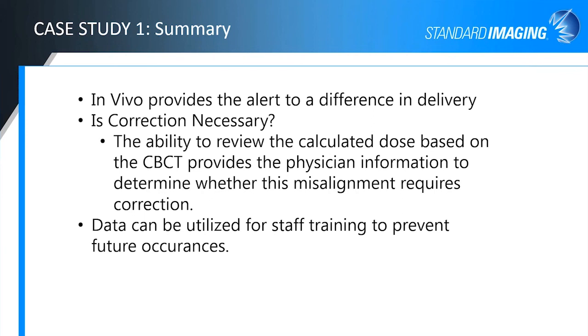A hugely valuable component is staff training, because you can take this information to the staff and quantify to them, this is what's occurring when we have these misalignments. Make sure you're looking at X, Y, and Z, because when the images aren't registered properly, we have an underdose of the PTV. So staff training is a really important component to this.